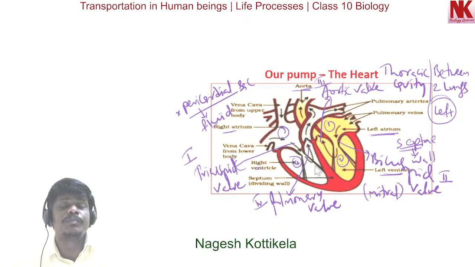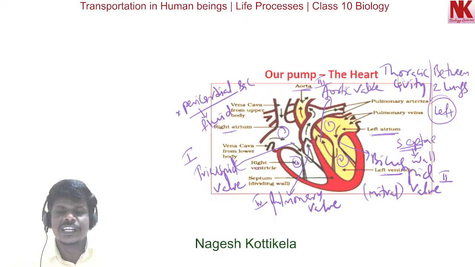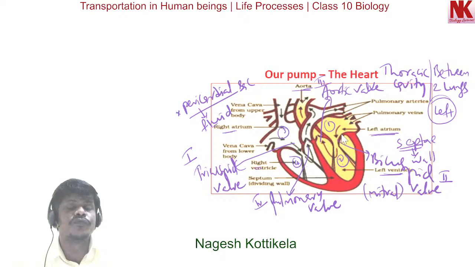They are present between auricles and ventricles. And here the third and fourth, aortic valve and pulmonary valve, are called semilunar valves. They are present at the openings of the arteries. So this is about the structure of human heart. It is located in the thoracic cavity between the two lungs. Slightly it is towards the left side, and its size is fist size.